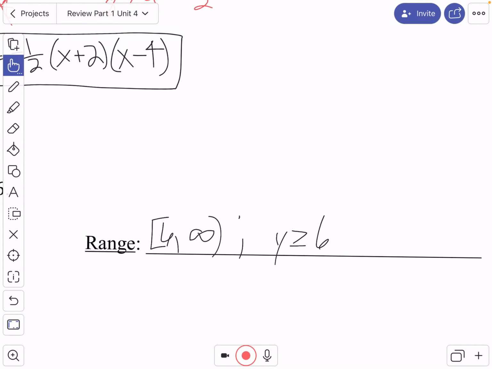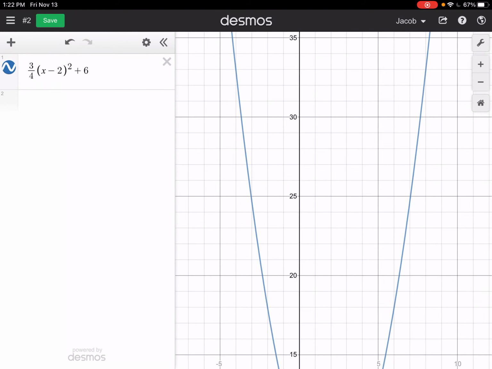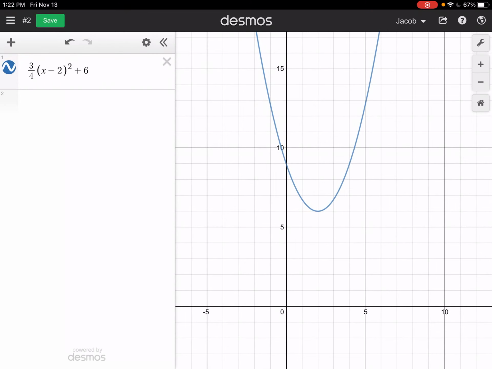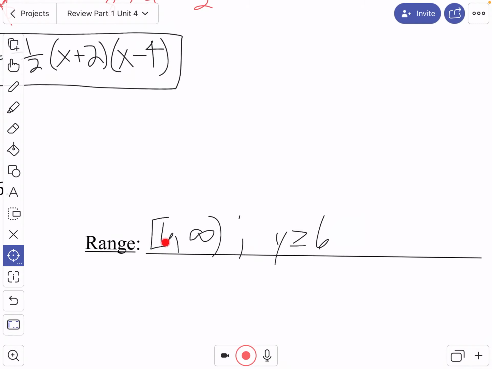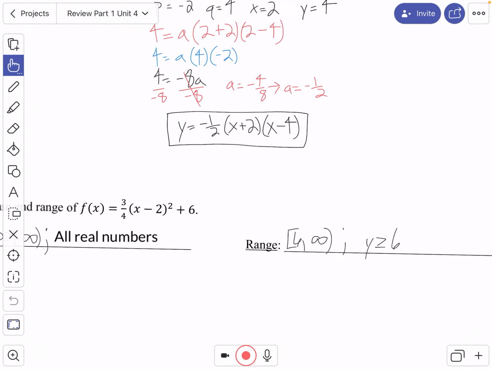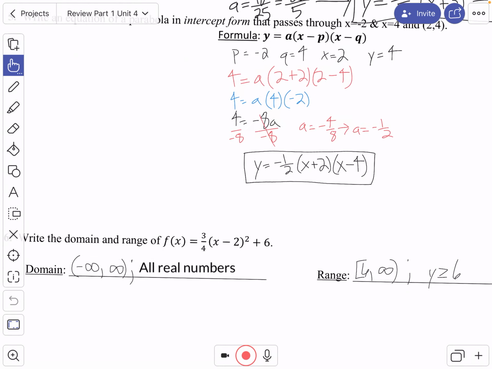And then the range, I put the range is going from 6 to infinity, or y is greater than or equal to 6. So let me zoom up or scroll. So yeah, the domain's moving left and right. There's nothing restricting it. But there is something restricting it for the range. You look at the y coordinate of the vertex, that's a 6. And you look at the direction it's going. It's going up. So it's going from 6 to infinity, or you say y is greater than or equal to 6. Just make sure you put the number in a bracket and infinity in parentheses, because you can touch the 6 but not infinity. So that'll wrap it up for part 1.